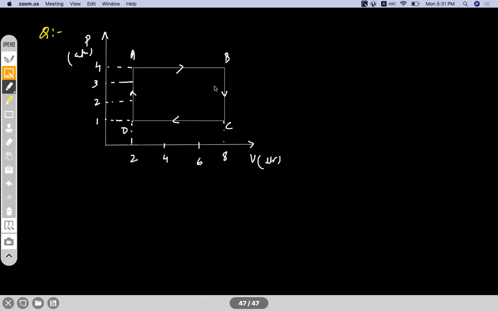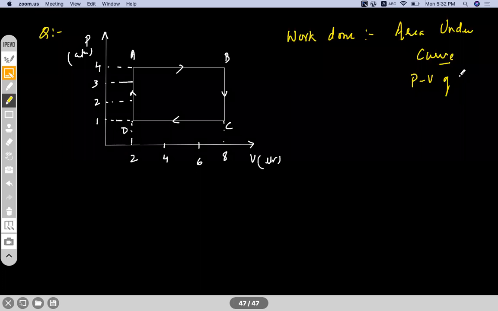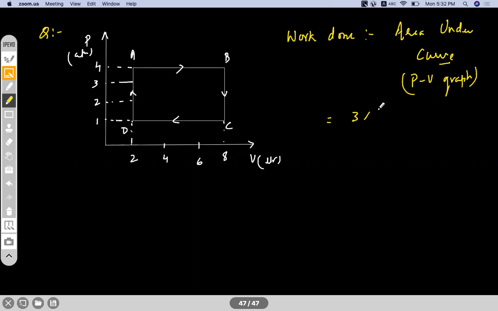Minus 18 you are getting, right? So we'll find out the area under curve, right? So work done in PV graph is nothing but area under the curve. Only in PV graph it is area under curve. So what is the area here? Length into breadth, right? Rectangle. So length is 6 and breadth is 4, right? Sorry, 3. So area is nothing but the work done. So area is, we have 3 into 6. So we have 18. Okay. Unit is atm liter here, which you can convert into joule easily.